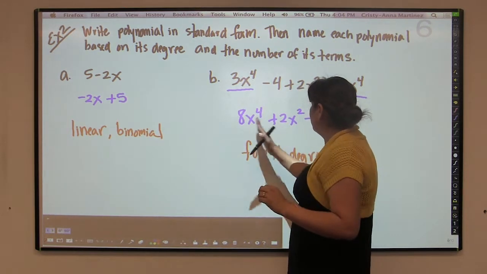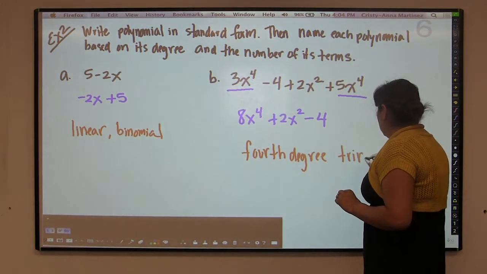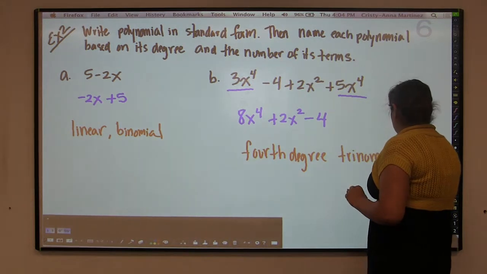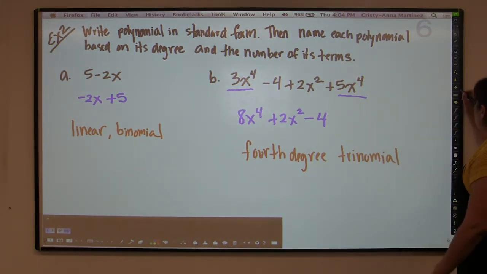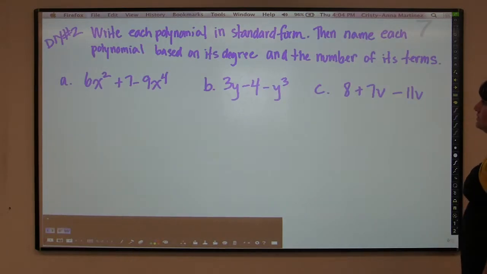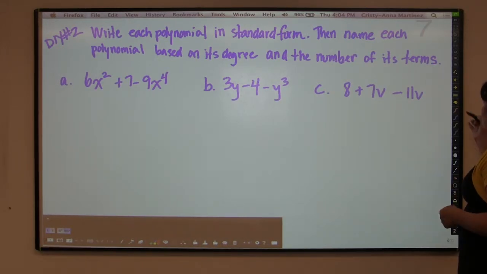And because there are 3 terms, we're going to call it a trinomial. 4th degree trinomial. All right? And that's how you do that. So now you can try these 3 examples here. Remember that the first thing you have to do is to put them in standard form and then name them based on their degree and number of terms.